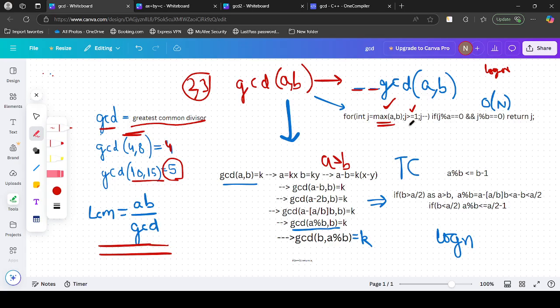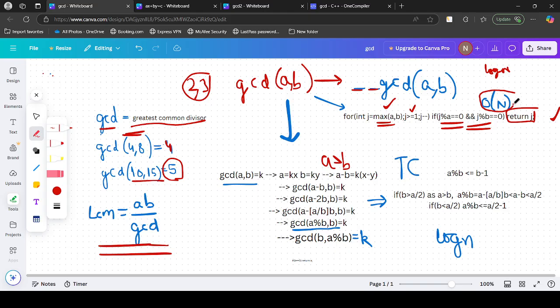So we can traverse till 1 and we are checking whether it is divisible by both A and B. If it is divisible by both, it is the maximum number. So it is GCD. So we are returning j. But time complexity is O(n), which is not very good because we got a log n one by default. So we should be getting O(log n) or less than that in our approach. So it is wrong.